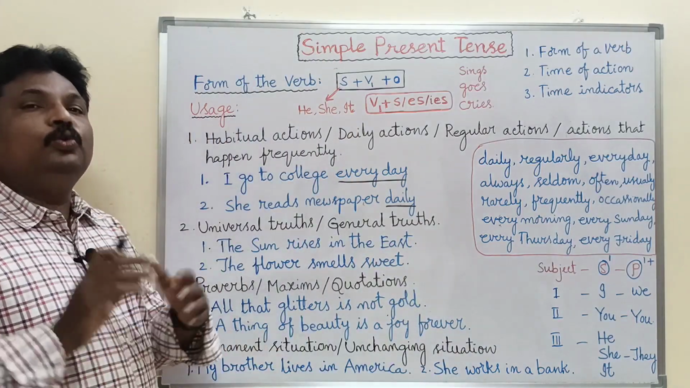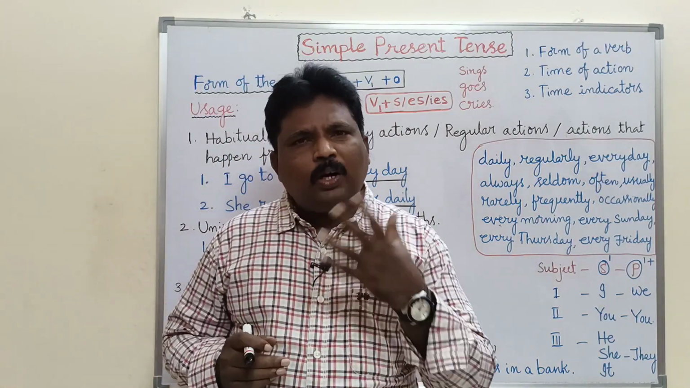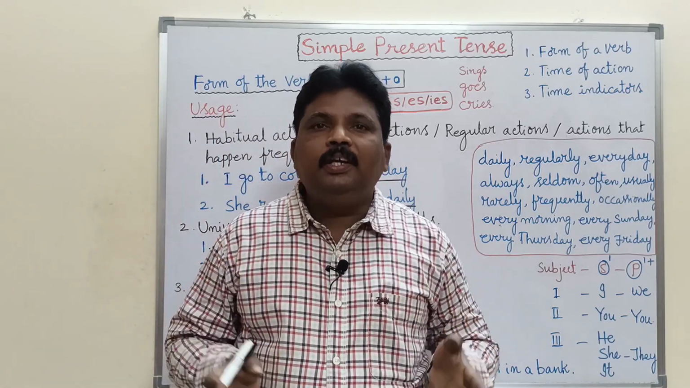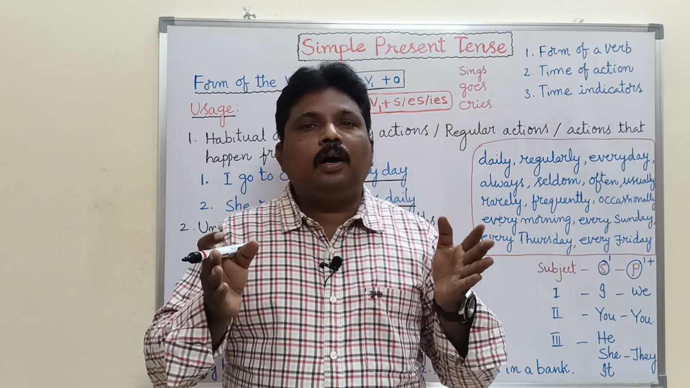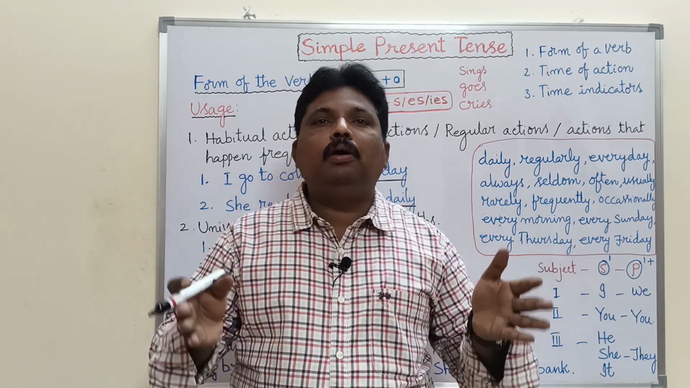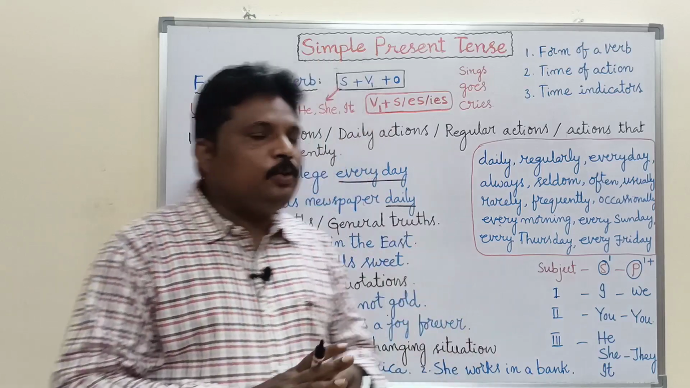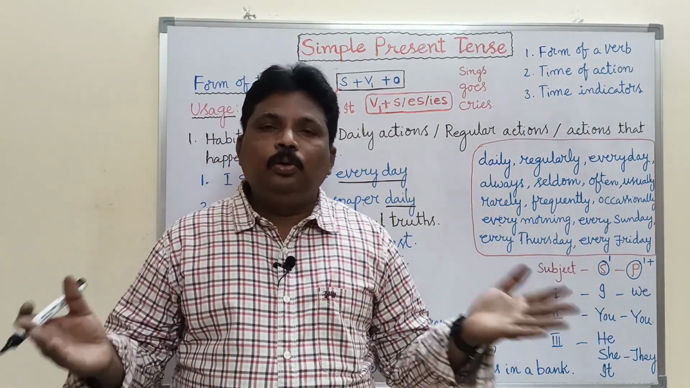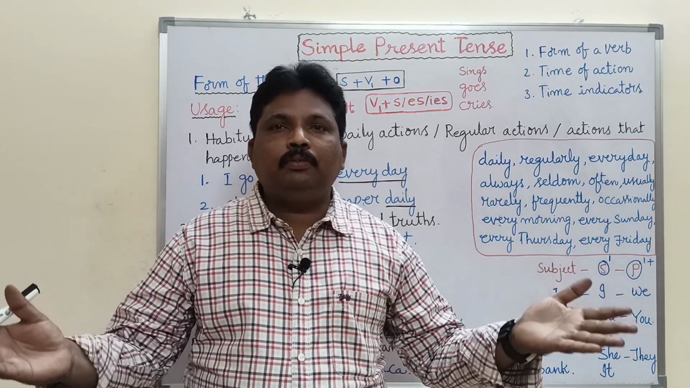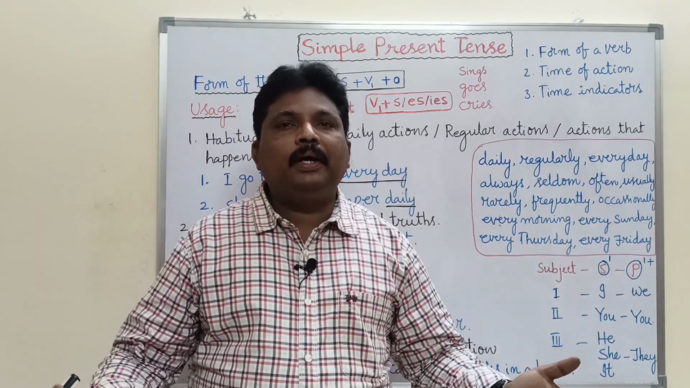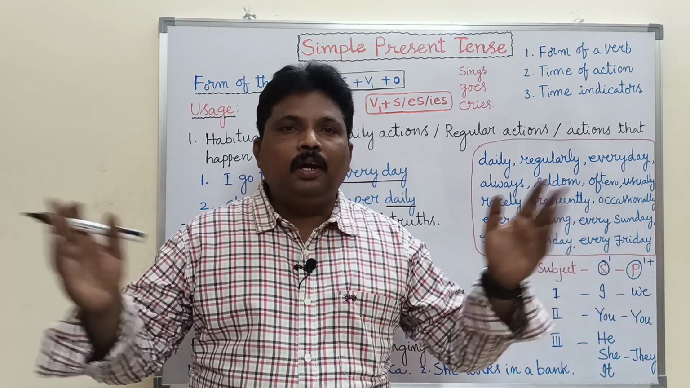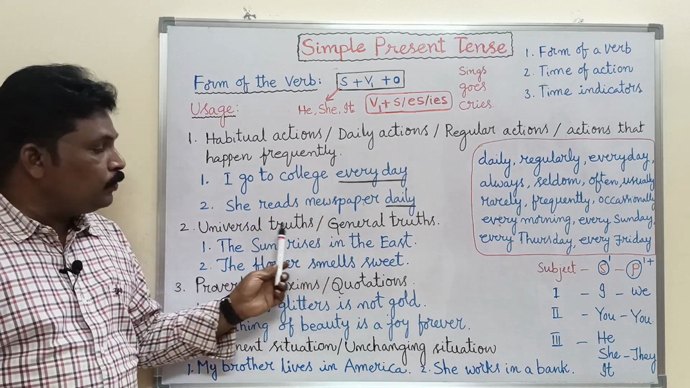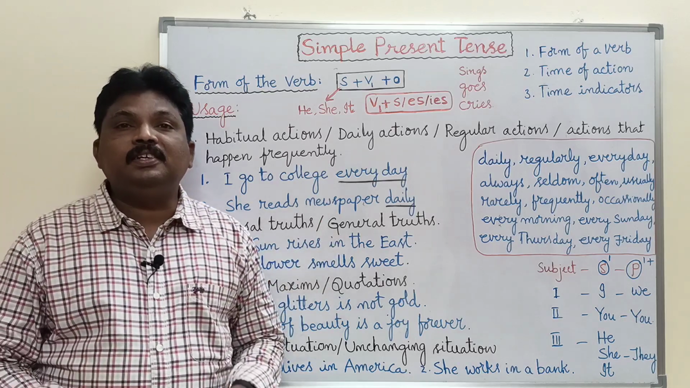The second one is universal truths or general truths. What is universal truth? You know the truth. Universal truth means it is a truth which is accepted and approved by all the people in the world. And another one, general truth. This is a common truth known to everyone, irrespective of their educational background or experience or proficiency. So whenever we talk about general truths or universal truths, simple present tense is used.